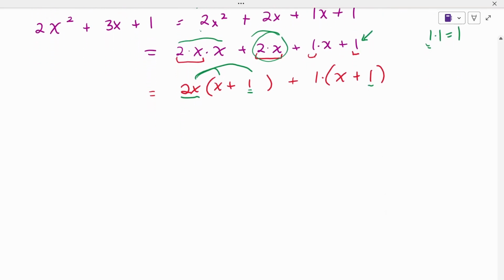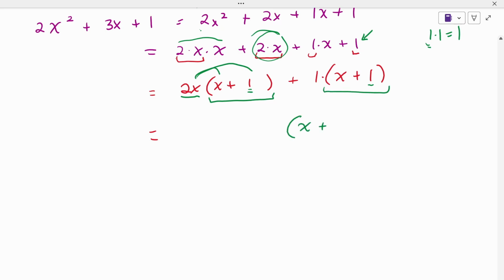Now, what this tells us is that by factoring by grouping, you've got an x plus 1 in common here, and an x plus 1 in common here. You might write x plus 1 down below. In the terms that are remaining, the 2x and the 1, you need to write them inside of the parentheses. And that's your answer.